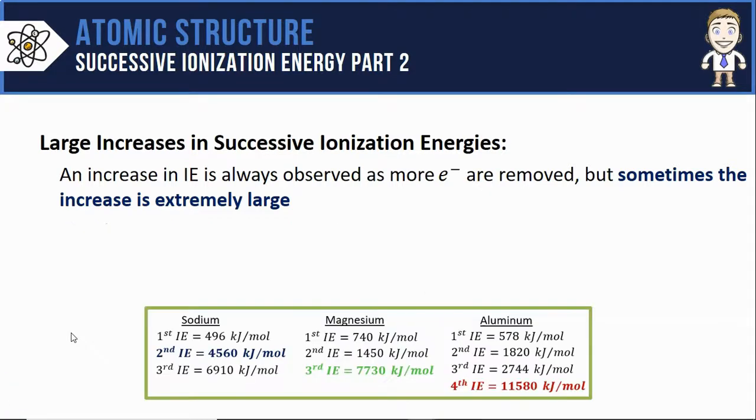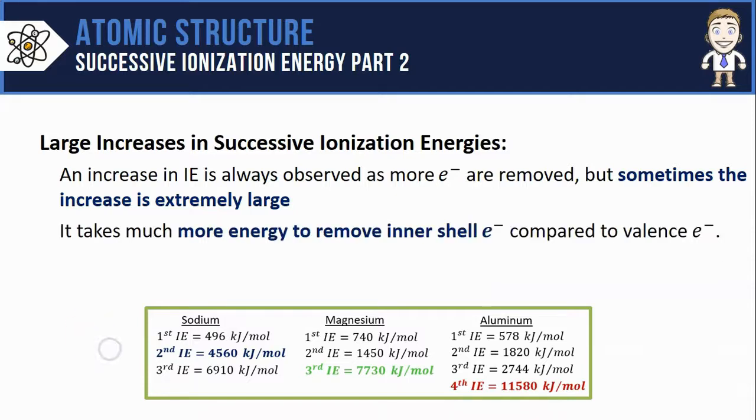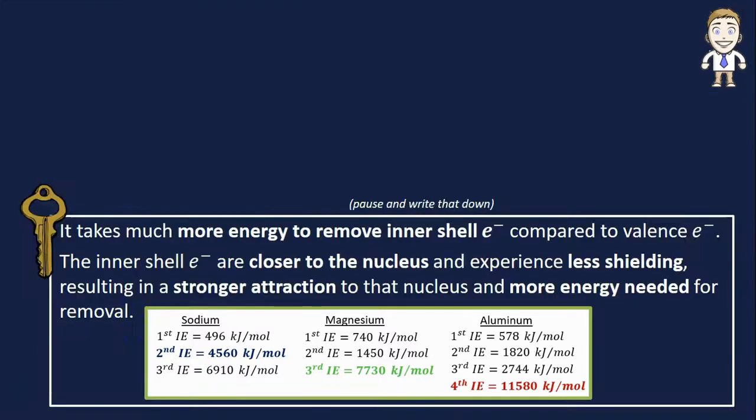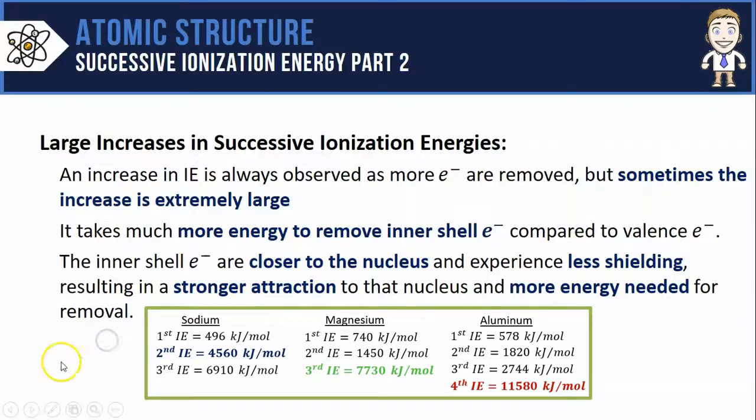So here's all 3 examples we looked at with their large increase in successive ionization energy highlighted. Let's summarize by saying that it takes much more energy to remove inner shell or core electrons compared to valence electrons. That's because those inner shell electrons are closer to the nucleus, they experience less shielding, resulting in a stronger attraction to that nucleus and more energy needed for removal. These are the key ideas for the video, so make sure you take some time to write them down.